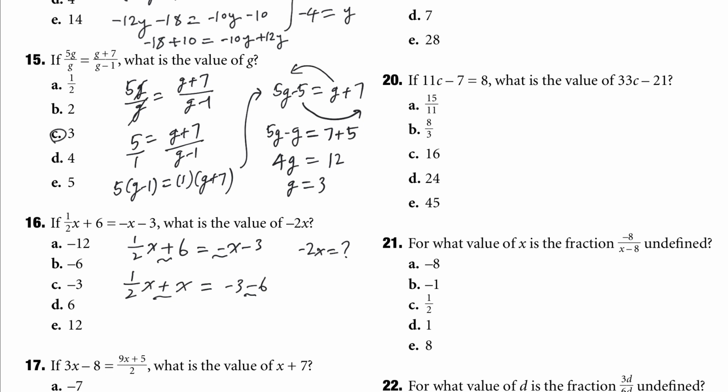Half x plus x is equal to 3x over 2. And negative 3 minus 6 is minus 9. Going to get rid of the 2 by multiplying 2 to both sides. So 3x is equal to negative 18. Divide both sides by 3. The 3's cancel. x is negative 18 over 3, which is negative 6.